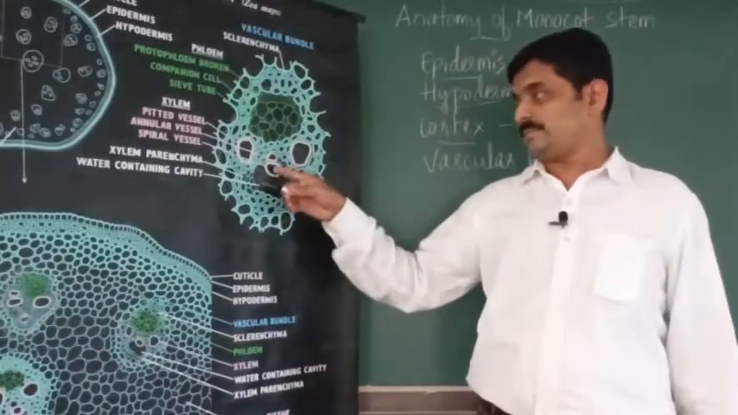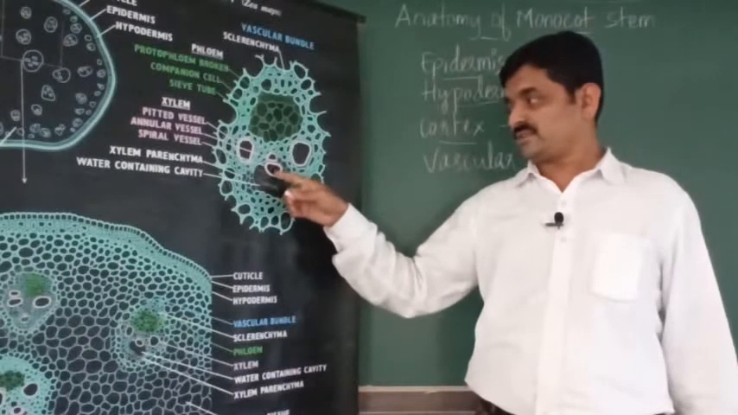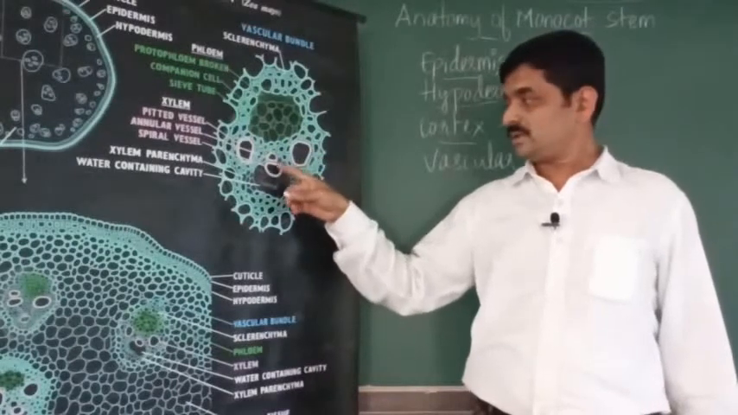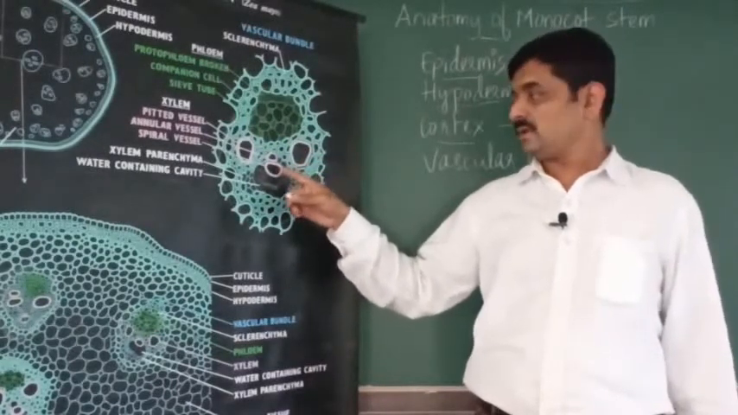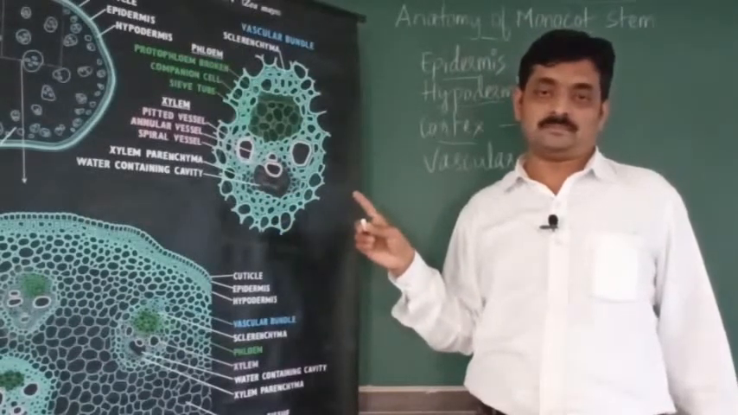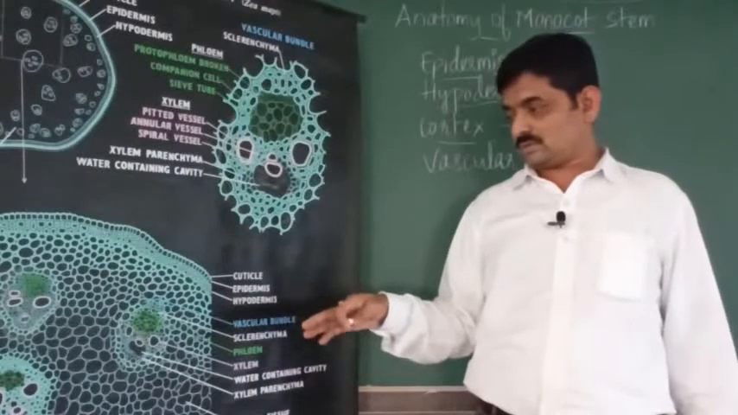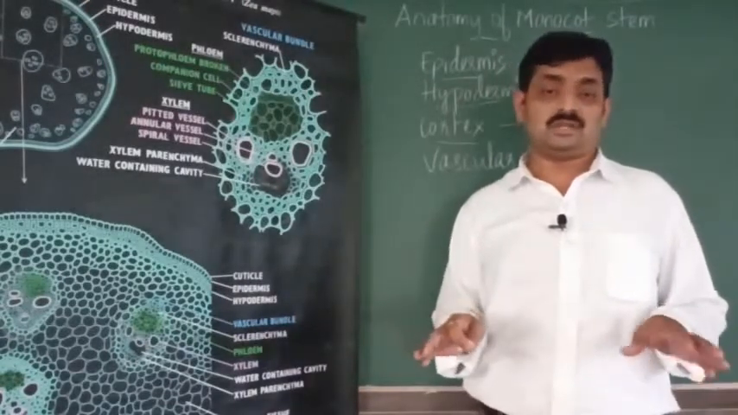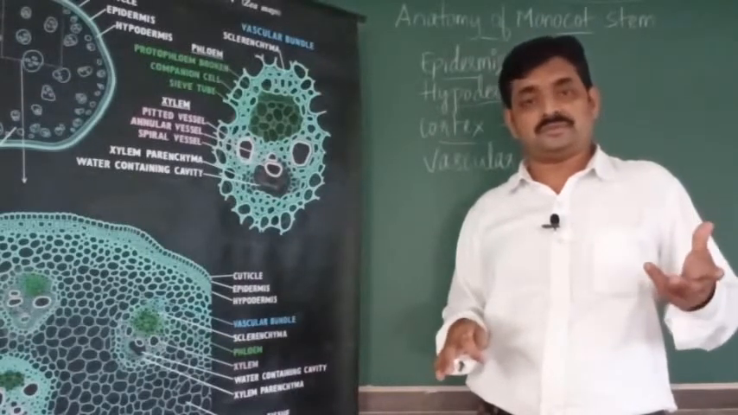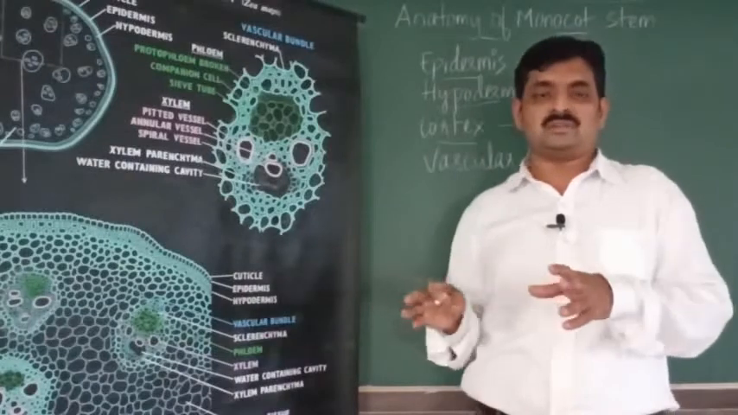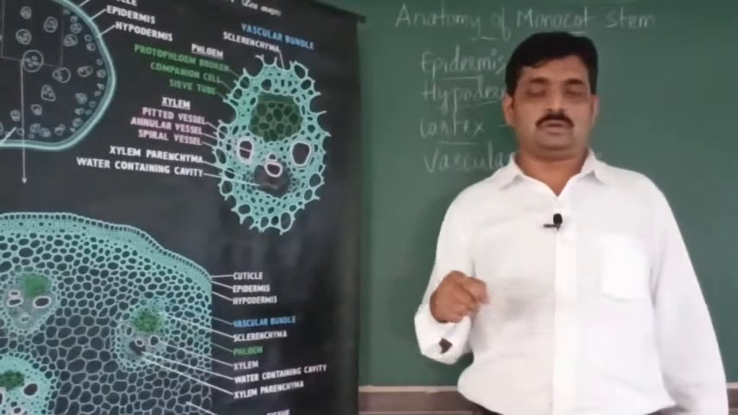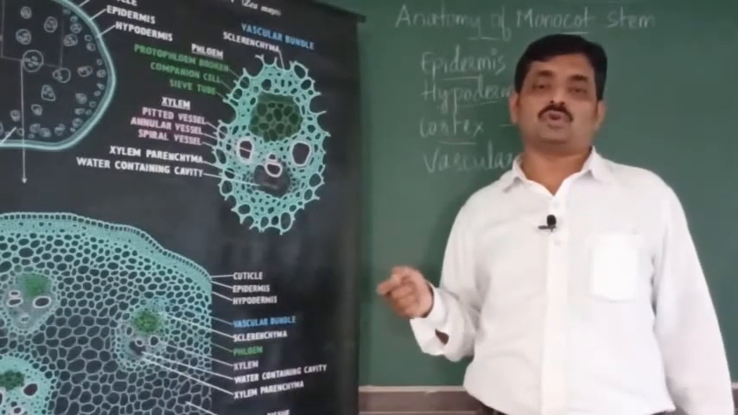If you consider the xylem, the protoxylem is facing the center. Right? So here the larger vessels are metaxylem, the smaller is protoxylem. And this protoxylem is facing the center. That's why the xylem is endarch. There is no clear-cut differentiation of pith here. So certain parts like the endodermis, pericycle, pith, right? They are not prominent, or you can say they are absent here. So that is the simple structure of this section of monocot stem.